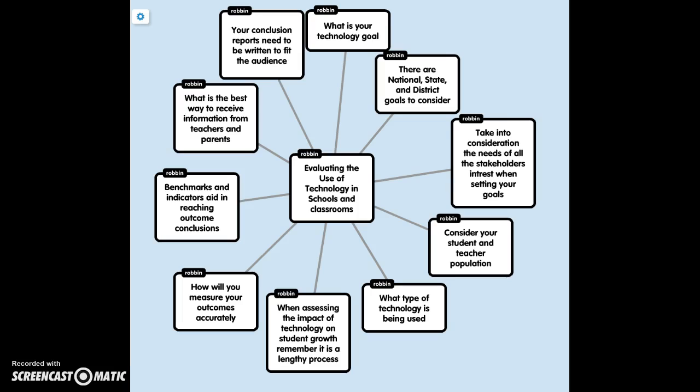And then, assessing the impact of technology on student growth can be a lengthy process. You have to look at years of growth through their testing and their scores. So some goals you're not going to be able to reach at the end of a year. You're going to have to look at them year after year to determine if technology has affected the growth of students. And then you have to decide how you're going to measure it accurately.